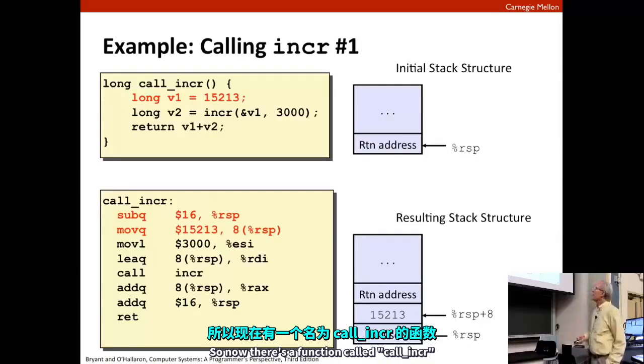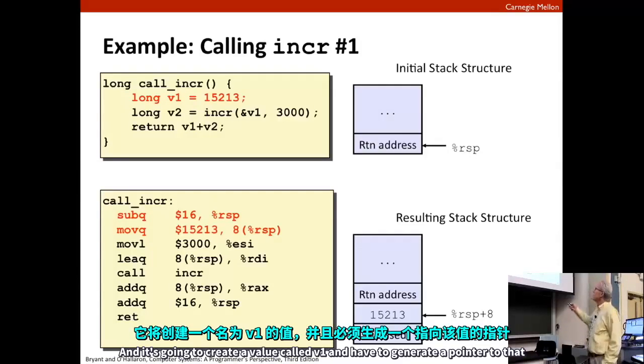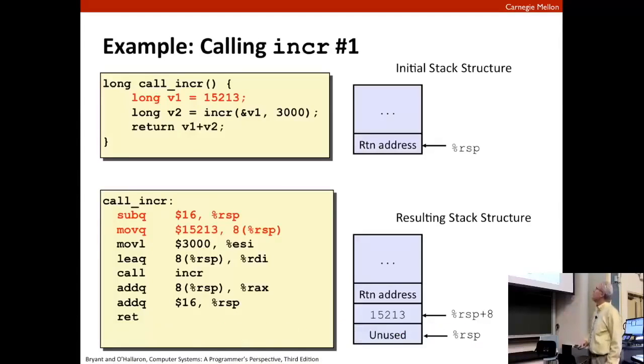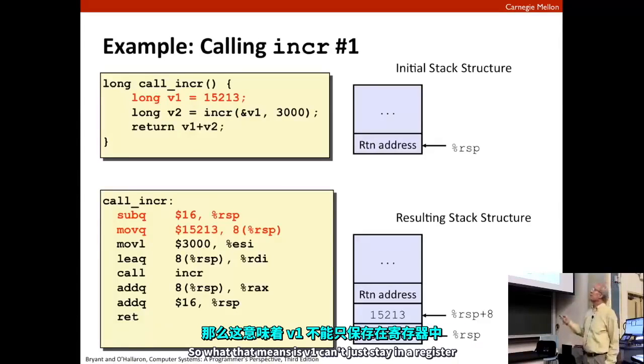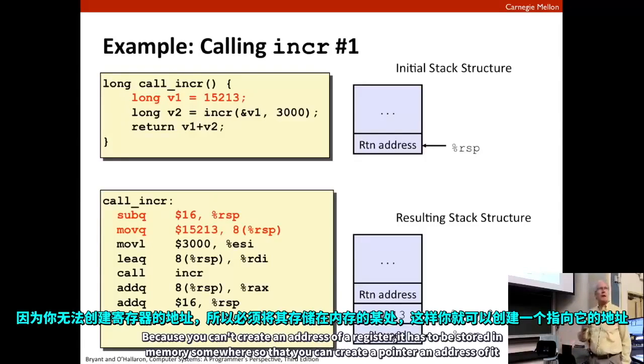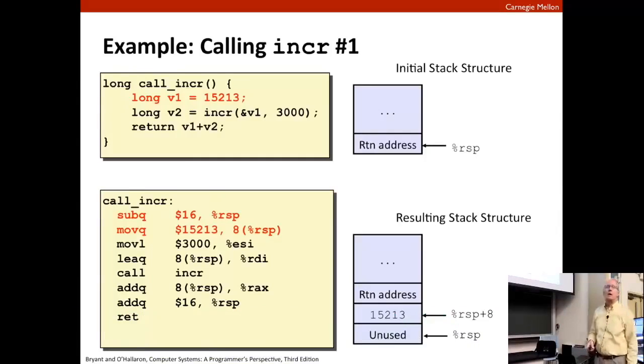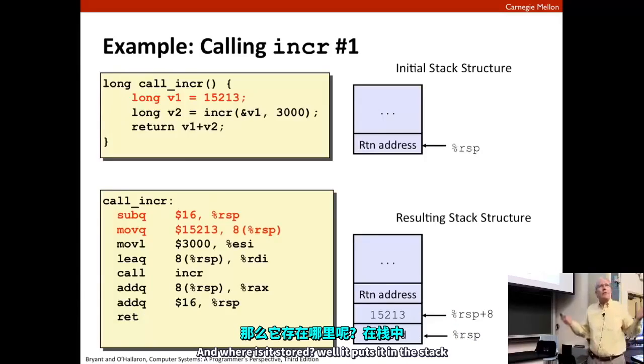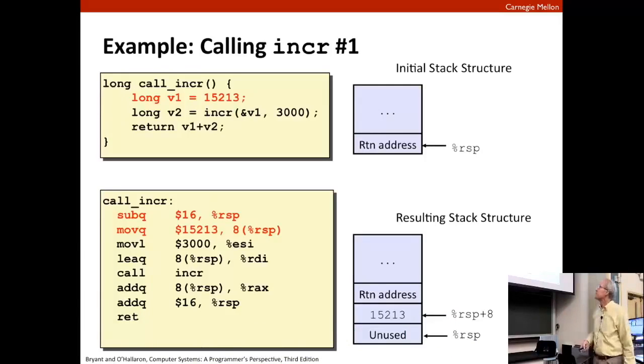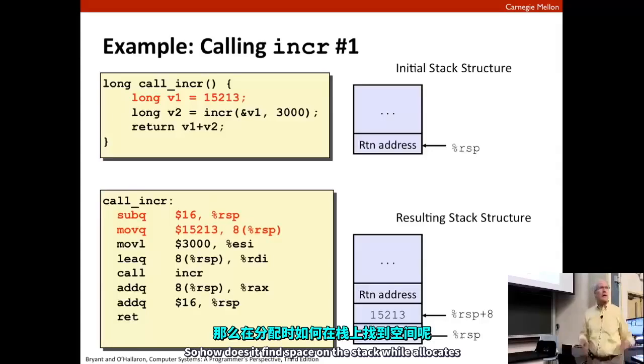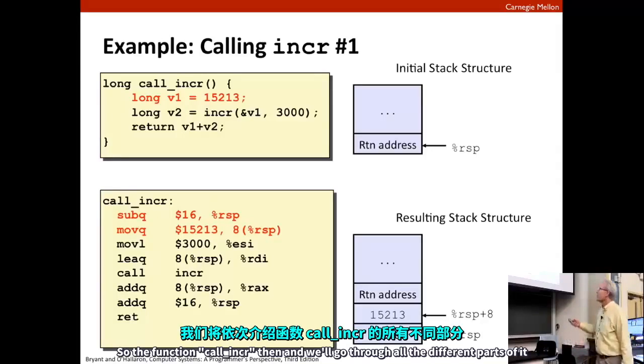So now there's a function called call_incr, and it's going to create a value called v1 and have to generate a pointer to that. So what that means is v1 can't just stay in a register because you can't create an address of a register. It has to be stored in memory somewhere so that you can create a pointer, an address of it. And where does it store it? Well, it puts it in the stack. So how does it find space on the stack? Well, it allocates it.